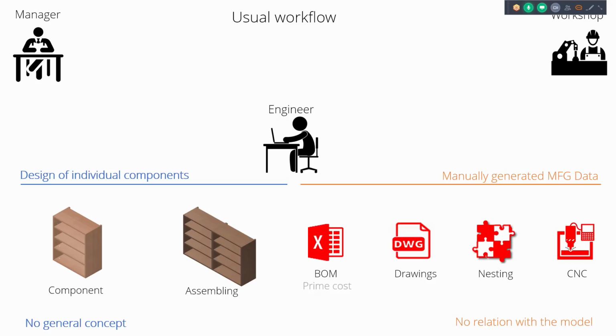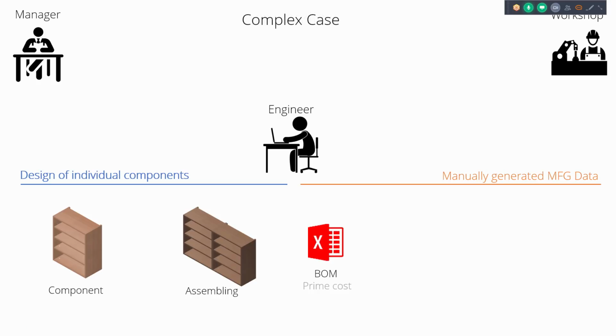In more complicated cases, the manager cannot estimate the prime cost for the customer. So some engineering work needs to be done before we can tell the customer how much this furniture will cost and whether he agrees to make it in our company. So after the BOM calculation, which in most cases is made manually, the BOM is returned to the manager for approval that it fits the customer's requirements and we can go on with the next steps. However, in some cases, some changes will be needed.